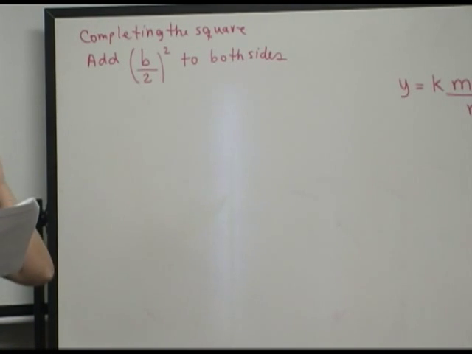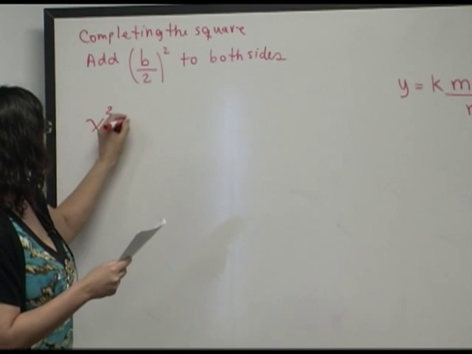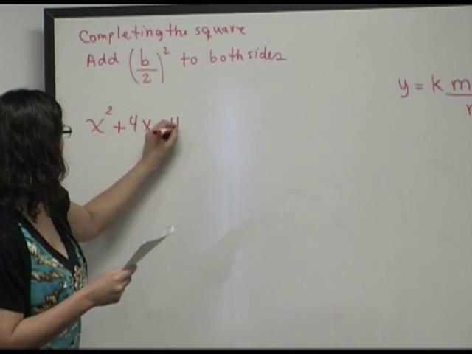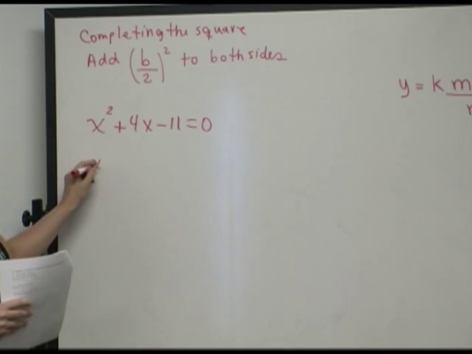I have a good example here. I'm going to do one for completing the square. If I ask you to solve this problem by completing the square, the first step is to move that constant to the other side of the equal sign.